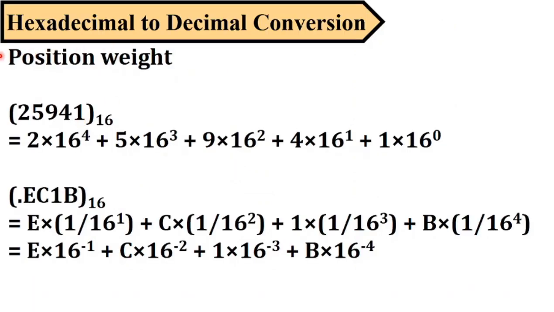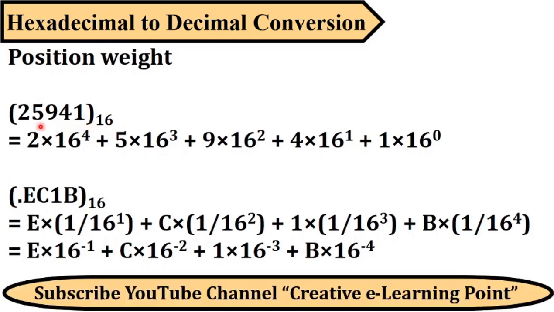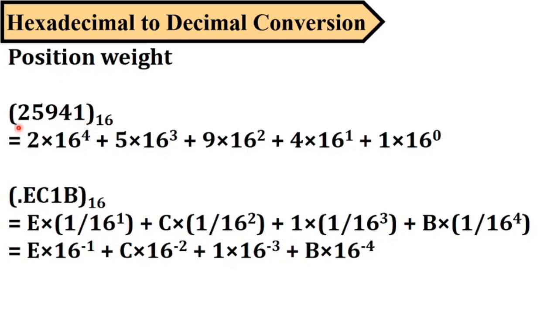The very first thing we need to know is the position weight. Position weight is nothing but the magnitude of each and every position where a number is present. This is a hexadecimal integer number where 1 is the least significant bit and 2 is the most significant bit.